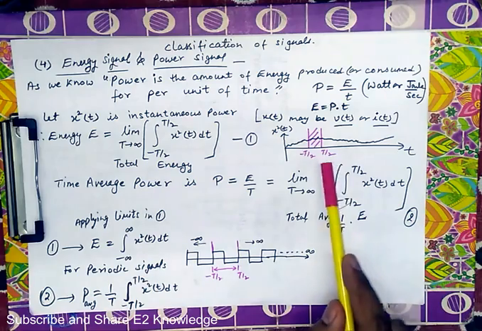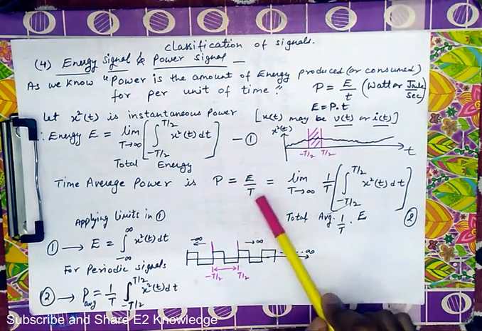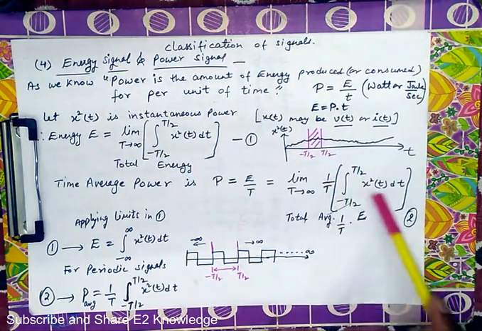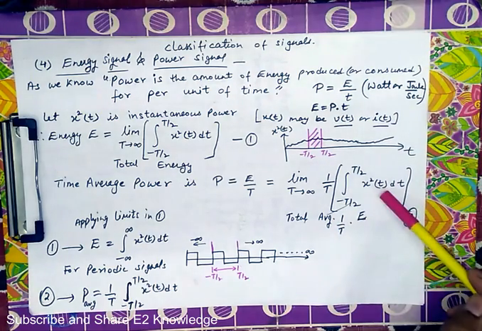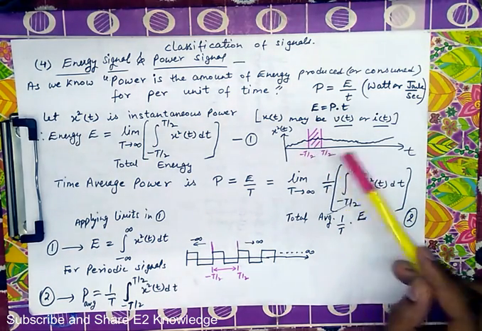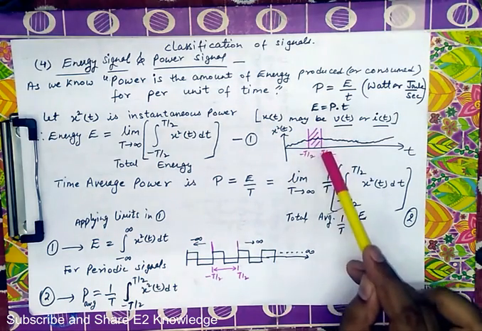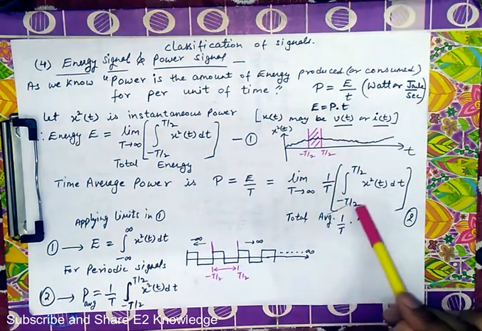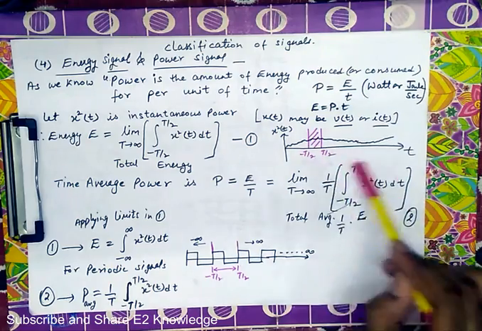Similarly, for the time average power, we have two methods. First, find out the energy and divide it by time. Or, just from this figure you can see that the energy associated with this particular time period, minus T by 2 to T by 2, is the integral of x square t dt, that is the integration of the signal in this time period. If we want to get the average power in this duration, we just have to divide the energy associated with this part by the period of this part. Again, I am repeating, the energy associated with this part divided by the time period of this part, that is E upon T, is the power of this time period.